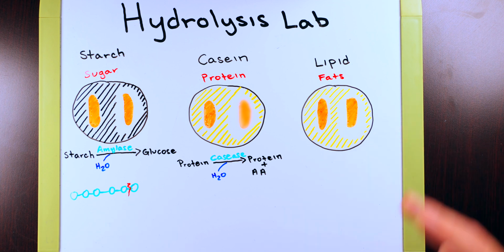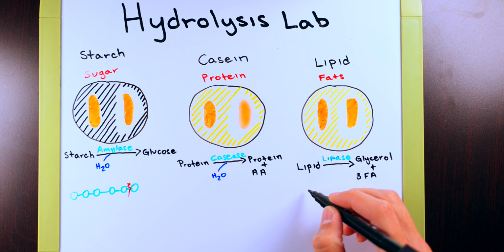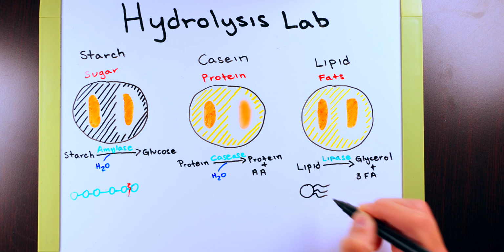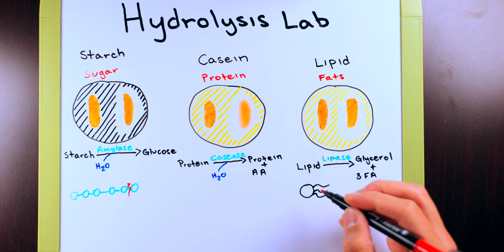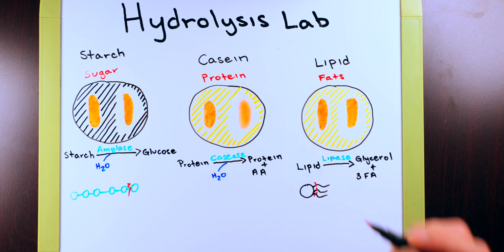Unlike amylase and caseinase, lipase does not need the presence of water to break down lipids into individual glycerol and fatty acid components. And I'm sure that you're already familiar with the typical lipid molecule, which has a glycerol head and 3 fatty acid tails. What lipase does is it breaks the bonds between the glycerol head and each of the fatty acid tails to give you the respective components.